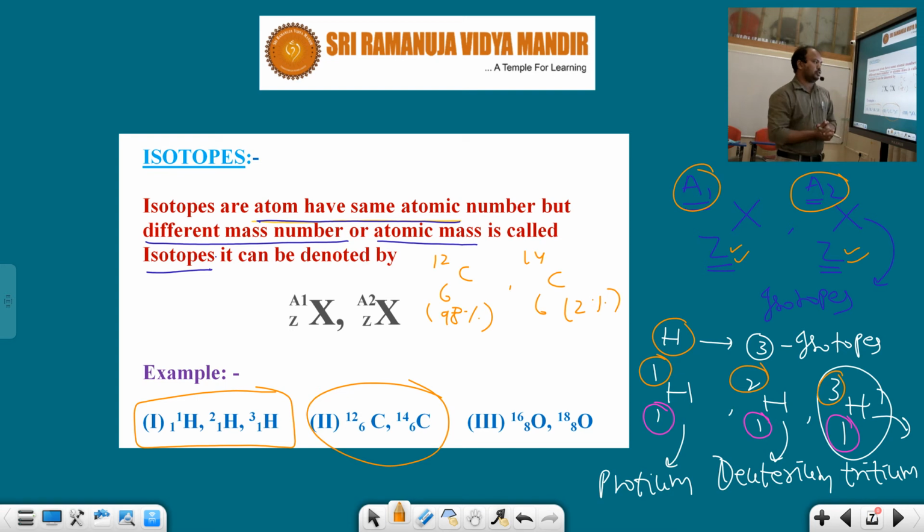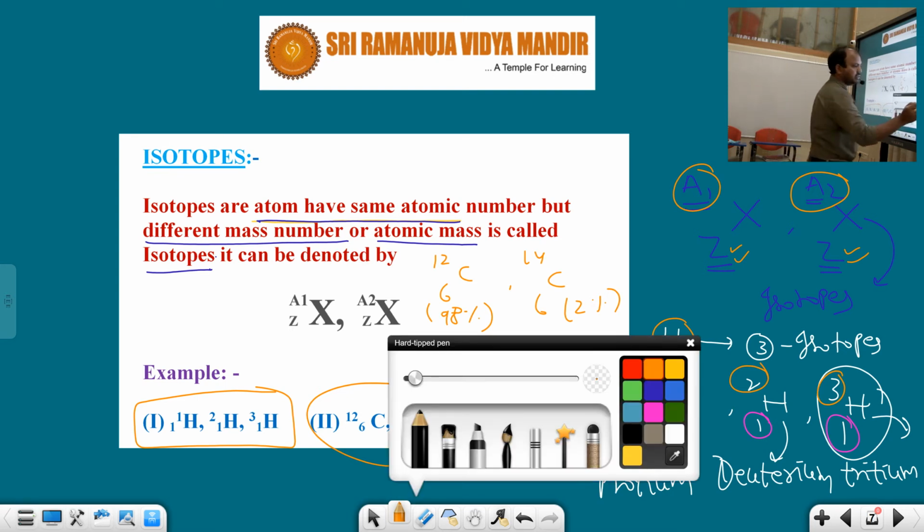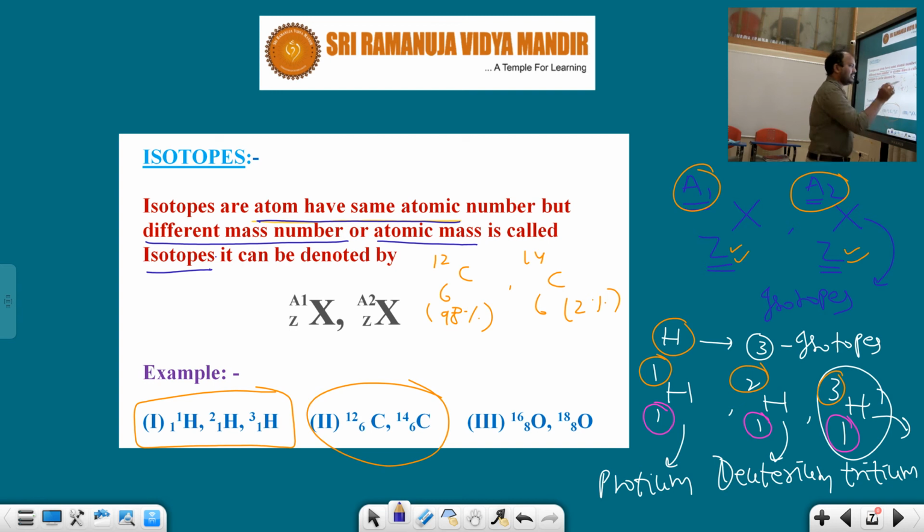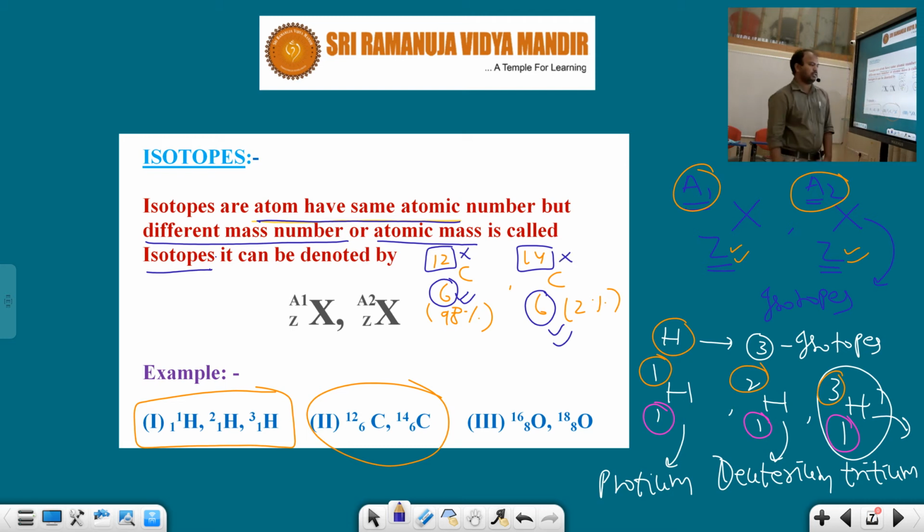Why are these called isotopes? The reason is, they have the same atomic number, 6 and 6, but the mass numbers are different. This is the carbon 12 isotope, this is the carbon 14 isotope. Why should I use the word isotope? The atomic number is the same, but the mass numbers are different. That's why these are called isotopes. And another example will be given for isotopes. What is it? Oxygen isotopes. Oxygen has two isotopes. What are they?